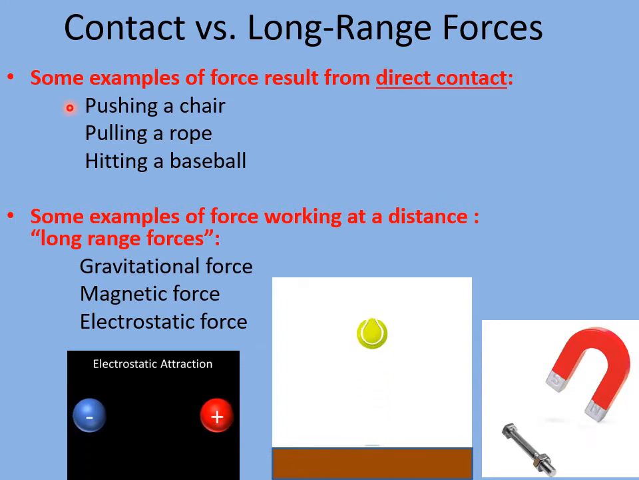When you push a chair, your hand is obviously making contact with the chair. When you pull on a rope, again, there's direct contact between your hand and the rope, or the rope and whatever the object is attached to the other end of the rope. When you hit a baseball or a tennis ball, you're making direct contact with the ball.